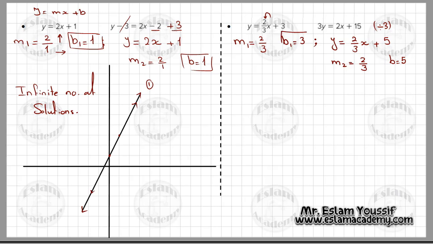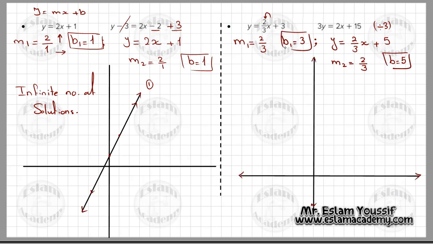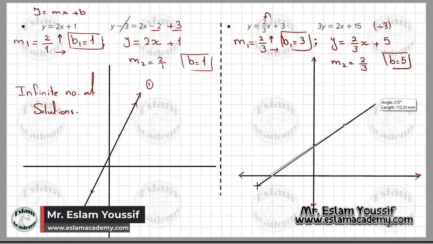Now we have the slope and the y-intercept, so we can graph it. As we said before, I will start from the y-intercept. So I will start from 3. The slope is 2 over 3. Once we have a positive slope, it means we are going up, then going to the right. I'm going up 2 units, then going to the right 3. Now we have 2 points, so we'll draw the line joining the 2 points. The second line will start from 5.